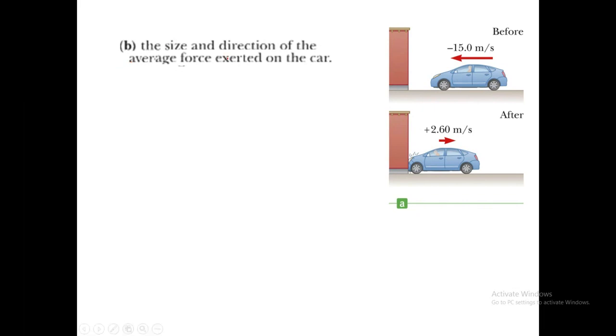Second part of the question now. The size and direction of the average force. So you need to find the force, or average force, here. Size means magnitude, and direction also, both. So we have done this rule, that force is equal to delta P over delta T. We did it, right?